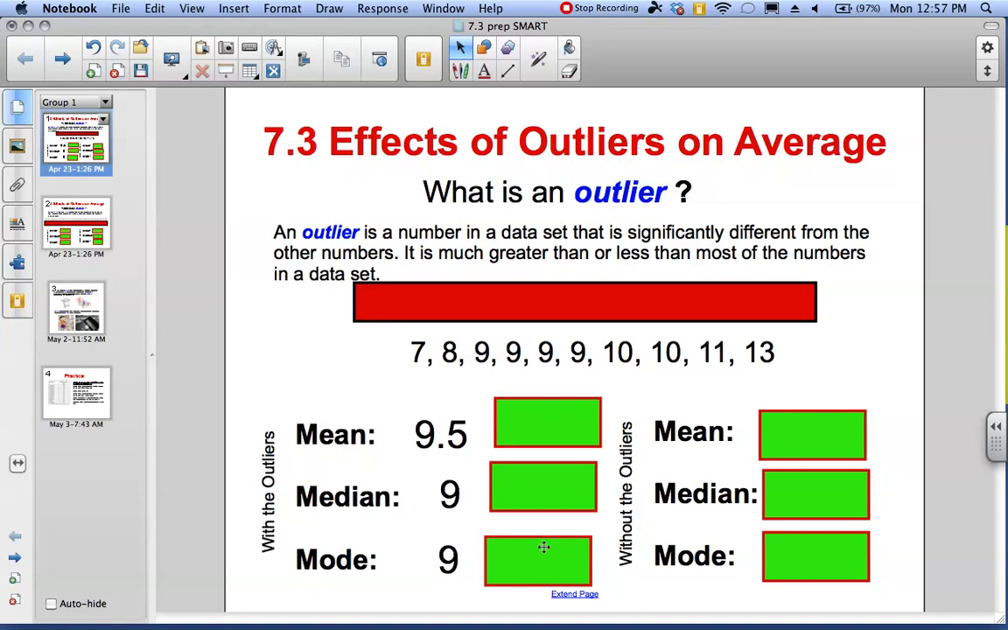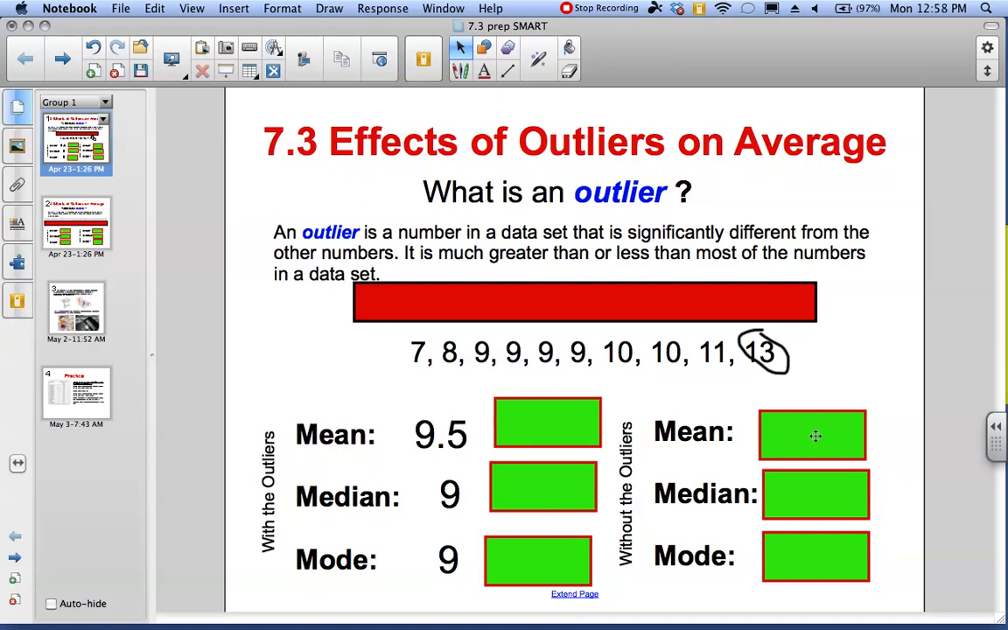Now what we're going to do is find what effect that outlier had on our numbers. So looking at the data set, 7, 8, 9, 10, and 11 are all within one number of each other. So 8 is bigger than 7 by 1, 9 is bigger than 8 by 1, and so on and so forth, except for when we get to 13. Well, 13 is 2 bigger. So in this case, while 2 doesn't sound like much, it is a bit bigger than the other numbers, so we are going to count that as our outlier.